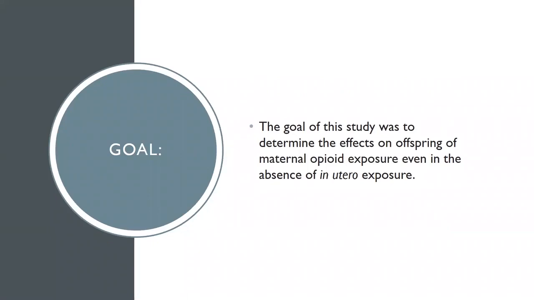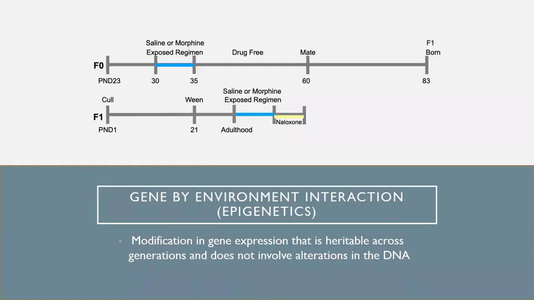The goal of my study was to determine the effects on offspring of maternal opioid exposure, even in the absence of in utero exposure. So that's a lot of jargon. The easiest way to explain it is to look at the timeline of the study.